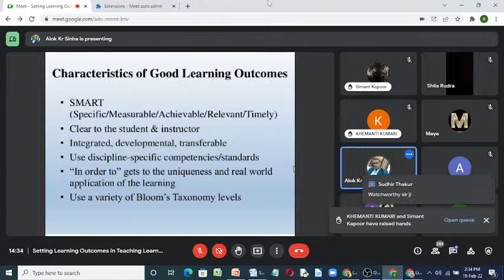So clear to the students and instructor. Learning outcome must be clear to the student and instructor. Third one is integrated development, transferable, and fourth one is use discipline-specific competencies and standards. So in order to get to the uniqueness and real world application of the learning, use a variety of Bloom's taxonomy.